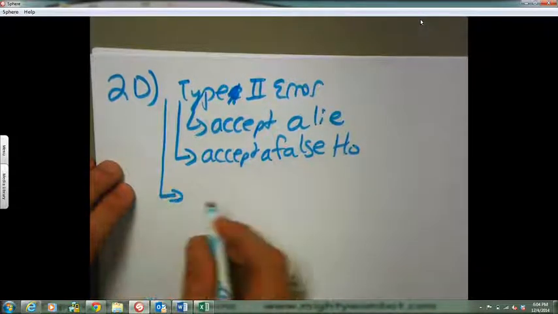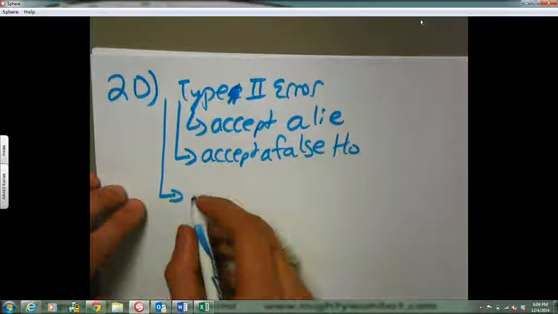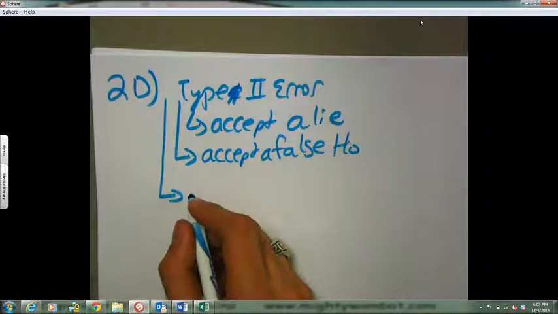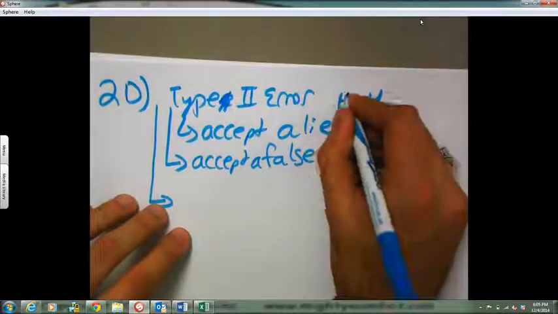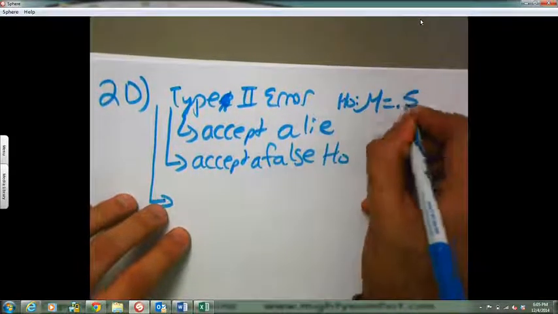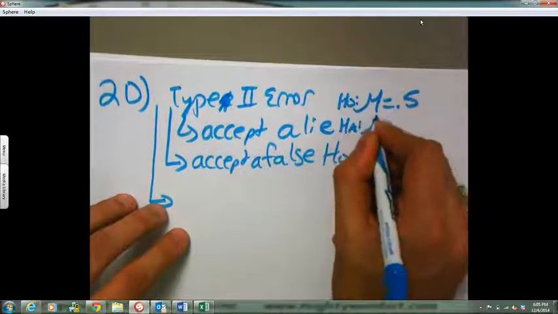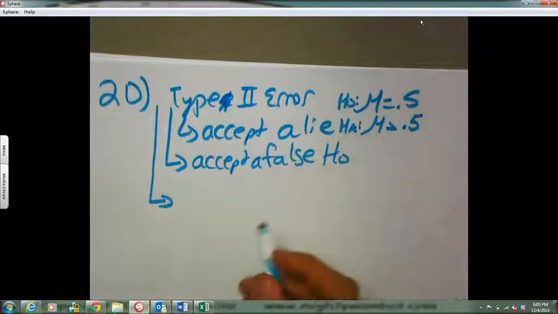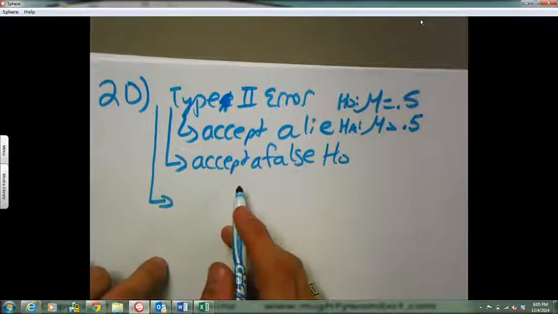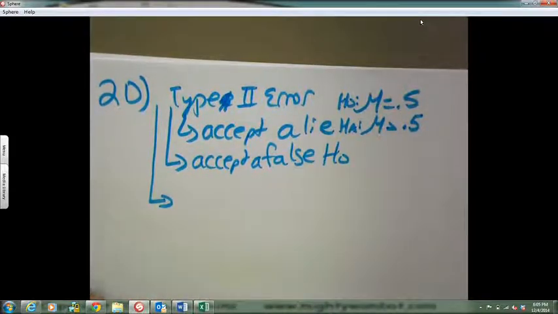In other words, in the context of problem number 2, remember problem number 2 was about Mike, so I should write it up here. Remember, the null hypothesis was that his free throw percentage equals 0.5. The alternative is that the free throw percentage is greater than 0.5. And type 2 error is, in this problem, what?